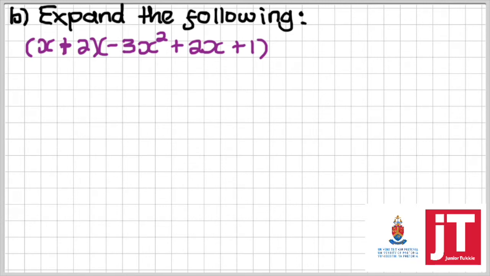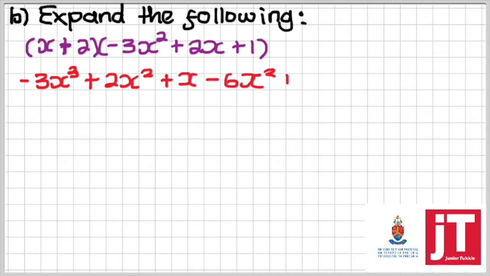We do the same thing with 2. So in the end, or my very next step, should have 6 terms in total. So let's go straight to it. We're going to have negative 3x to the power 3 plus 2x to the power 2 plus x minus 6x to the power 2 plus 4x plus 2, representing our 6 terms after we've distributed.